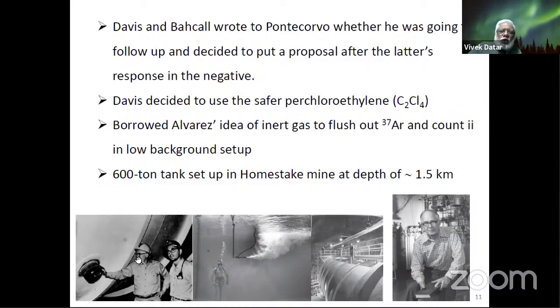So here are shown Ray Davis and John Bahcall, who made the original proposal. This is, I think, Bahcall inside a tank where you flush gas. Initially, this flushing process was done not with radioactive material, but with just normal material, to see how much of the efficiency, how much gas you put in, how much you can get out through the purifiers and so on. And this was the ultimate tank that was used, and this is Ray Davis.